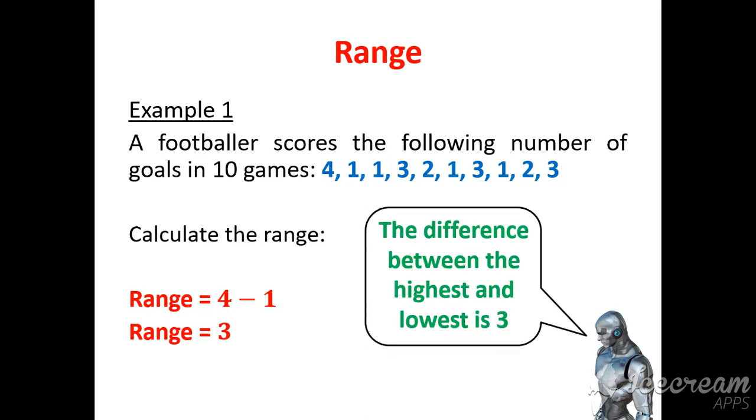What does that tell us? That tells us the difference between the highest and the lowest score was 3. The difference between the highest goal and the lowest goal was 3 goals.